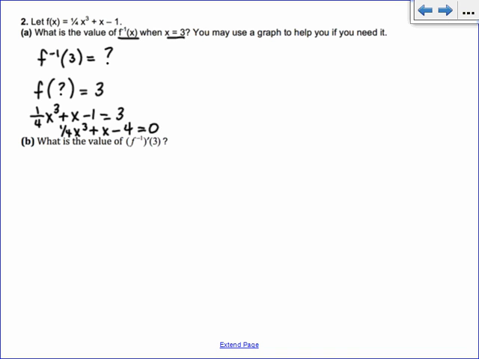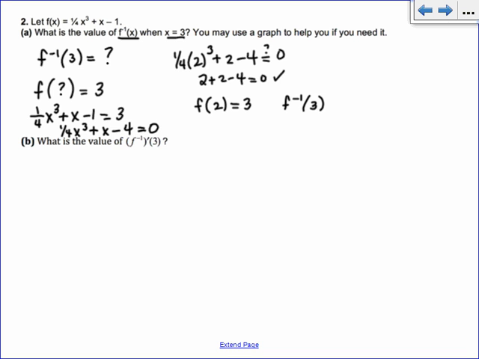2. Okay, let's try 2. So I plug in 2. I have 1/4 times 2 cubed plus 2 minus 4. Is that equal to 0? 8 times 1/4 is 2. 2 plus 2 minus 4. Yeah, it equals 0. So 2 is what we're looking for. So f of 2 is what gives us 3. So that means f inverse of 3 gives us 2. That's what we wanted. So we did the first part.